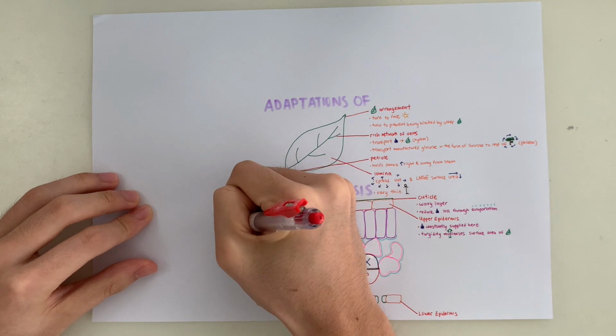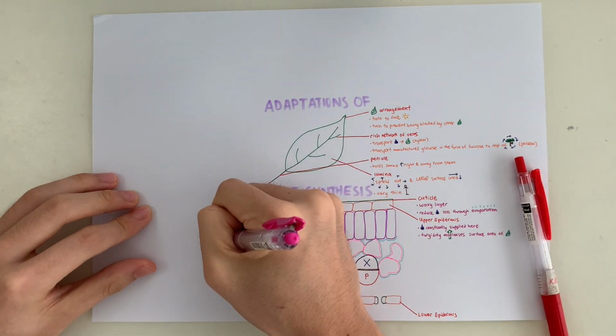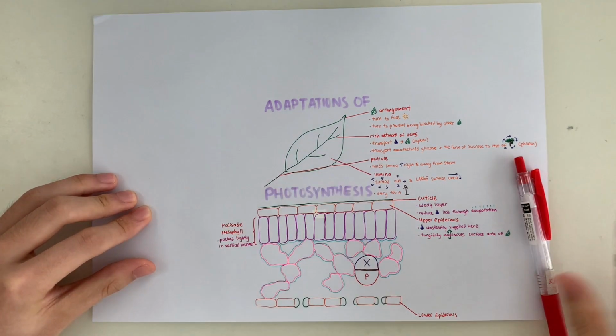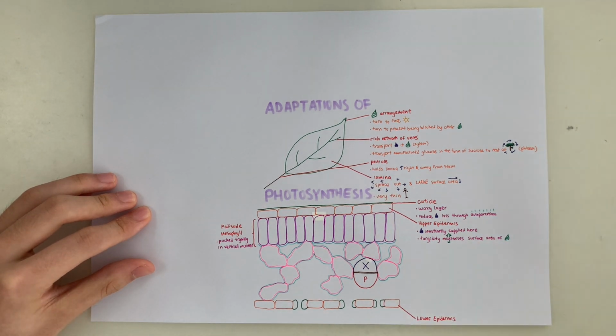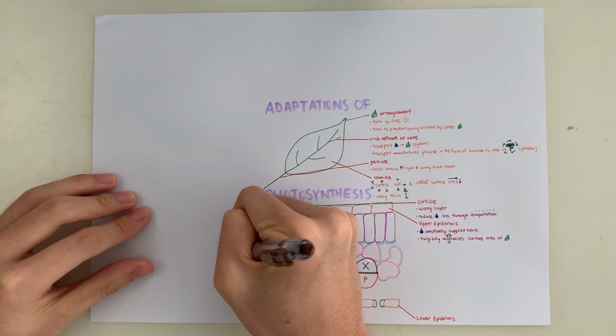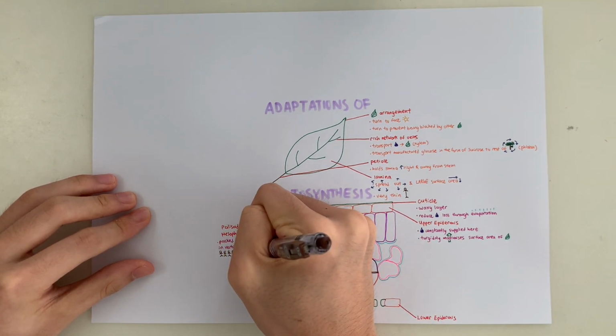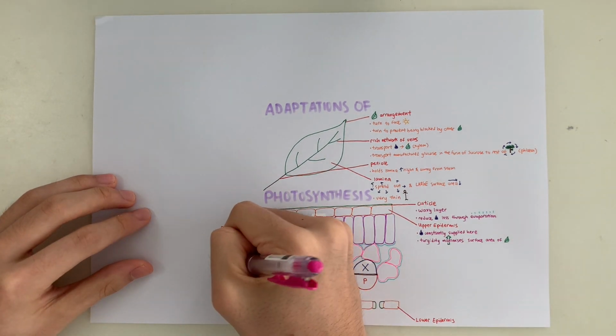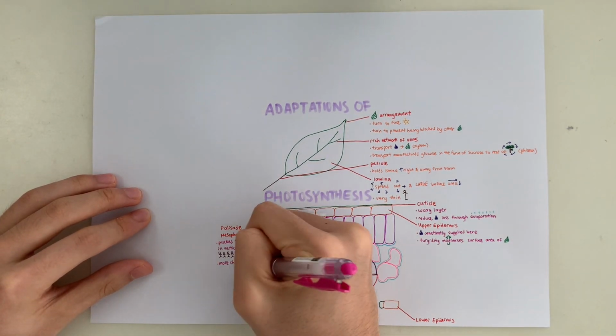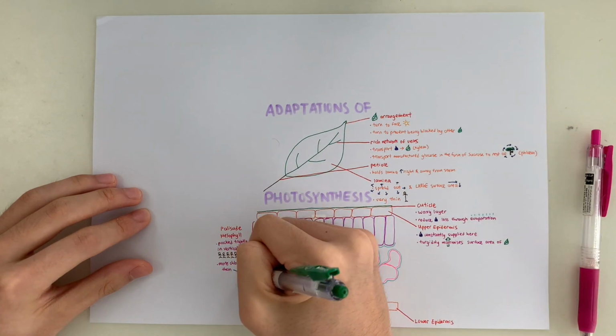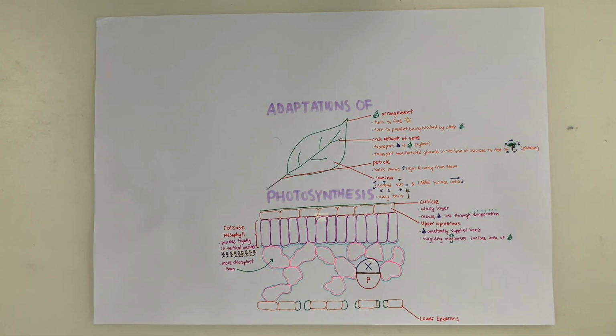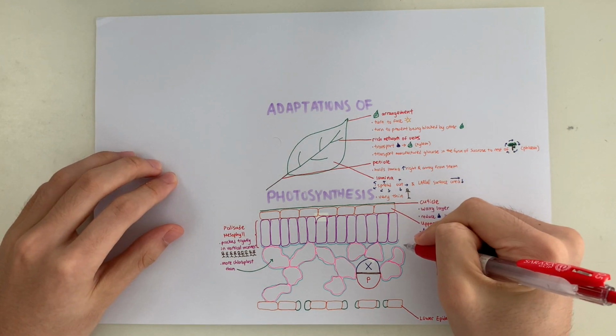The palisade mesophyll layer is packed tightly with palisade cells arranged in a vertical manner. The reason for this arrangement is to maximize the exposure of palisade cells to sunlight for photosynthesis. The bulk of photosynthesis occurs at the palisade mesophyll layer, where it also has more chloroplasts compared to the spongy cells. This is because the palisade cells are positioned closer to the leaf surface, where more light energy can be harnessed.